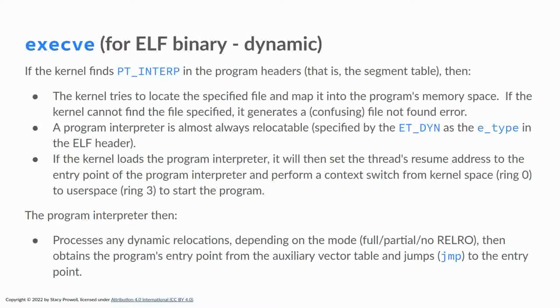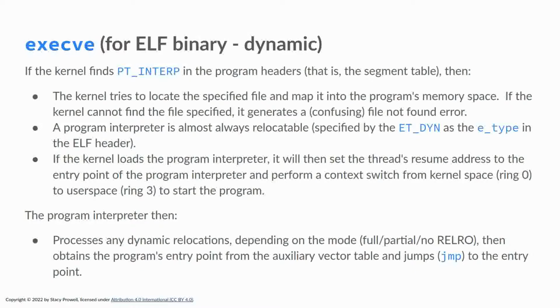The program interpreter is nearly always relocatable. There are weird edge cases where there's an interpreter that's not, but that's so weird that it's barely worth mentioning. How do you know it's relocatable? You can look for the e_type entry in the ELF header. And if you look at that and it's set to ET_DYN, then you know that the type is a dynamic program, and that's how the kernel knows it.